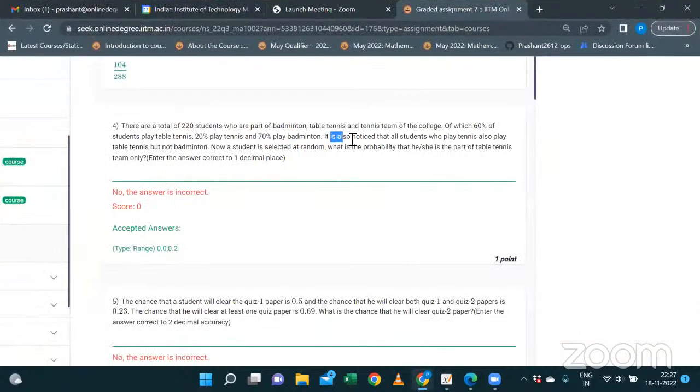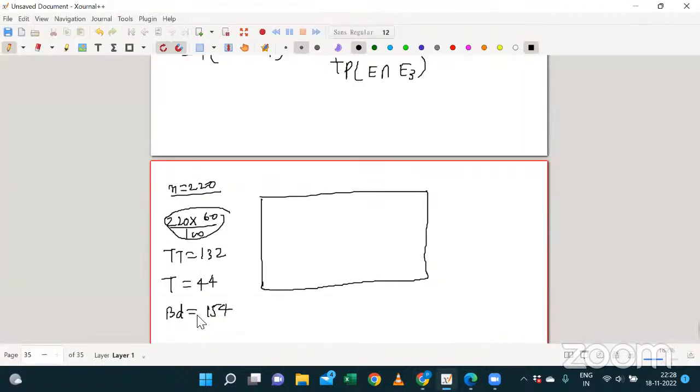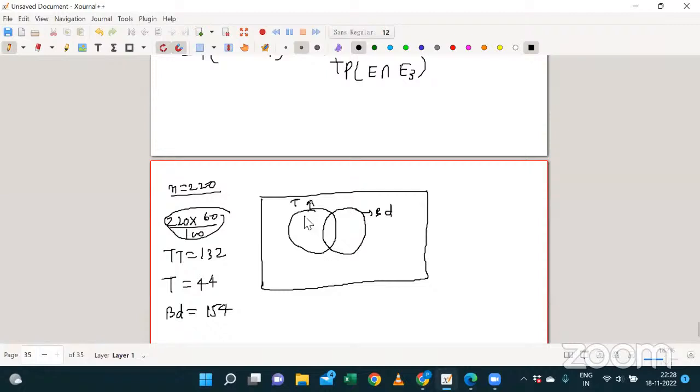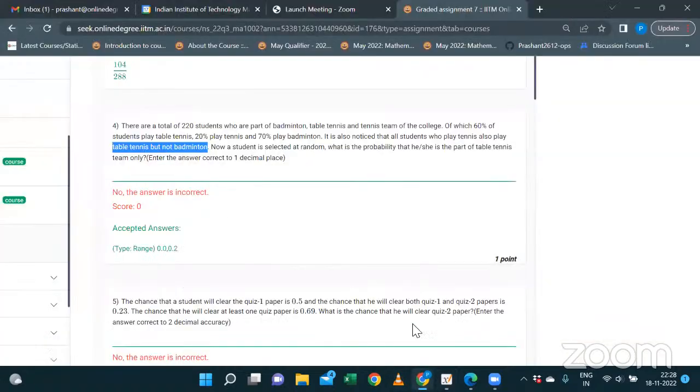Now it is also noted that all students who play tennis also play table tennis but not badminton. So I can make this one and this one. Suppose this is for badminton, this is for tennis, and this is for table tennis. Students who play tennis also play table tennis, but not badminton. So this is for tennis only, within table tennis.